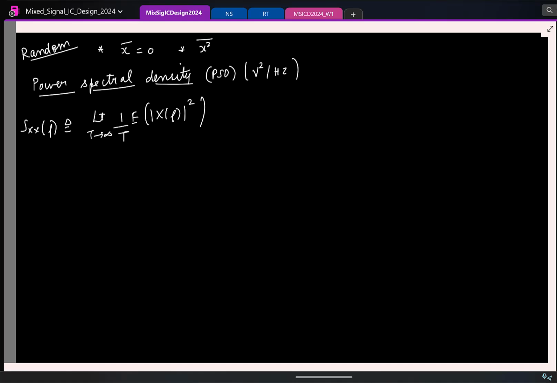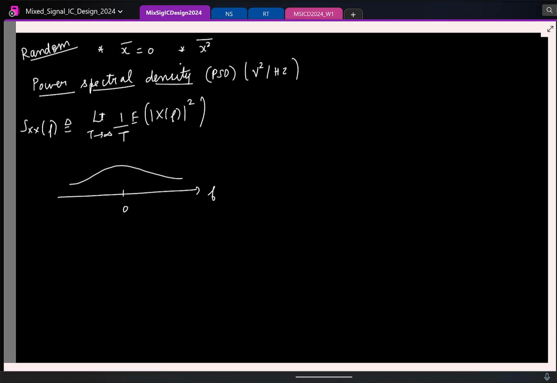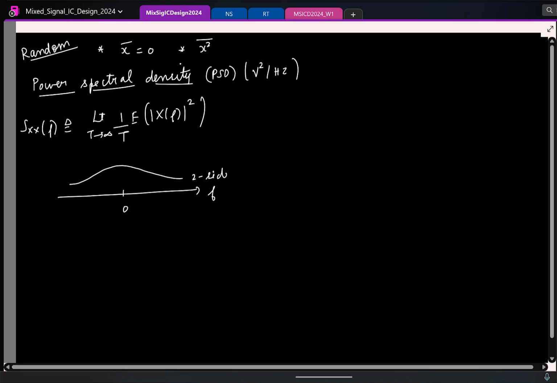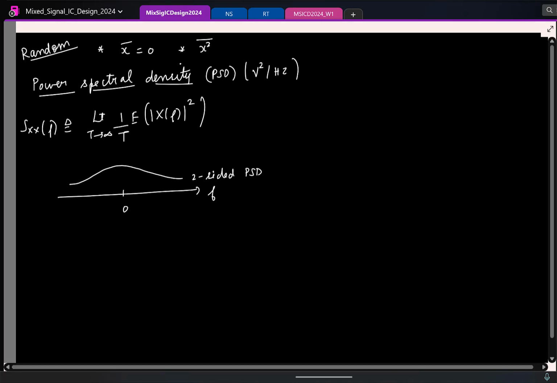And one thing to remember is this PSD is an even function of frequency. So whatever you have in the negative side, you will have the same thing happening in the positive side. So this is called a two-sided PSD. Since this is symmetric, you are not gaining any information by plotting both sides. So sometimes you just show only one side. You take the negative side, add it onto the positive side, and just plot a one-sided PSD.